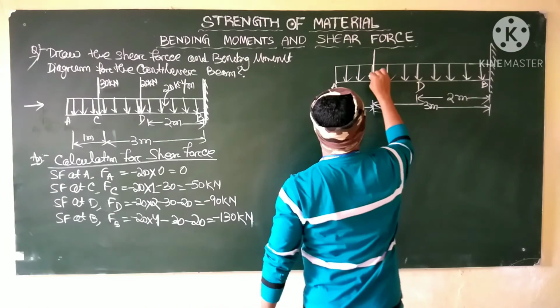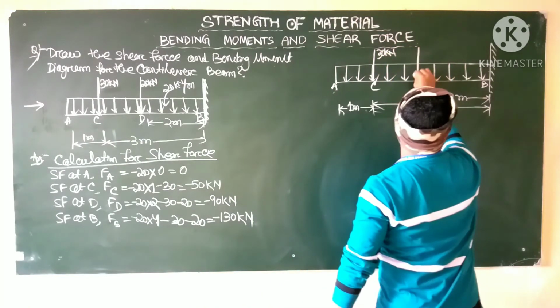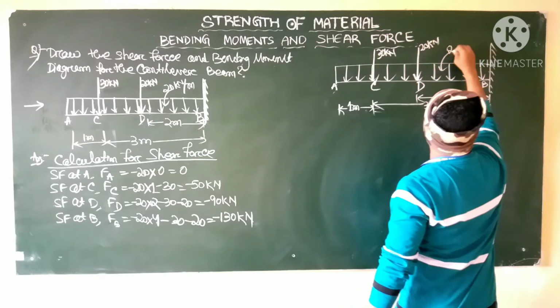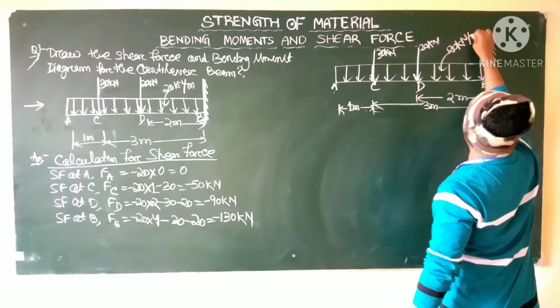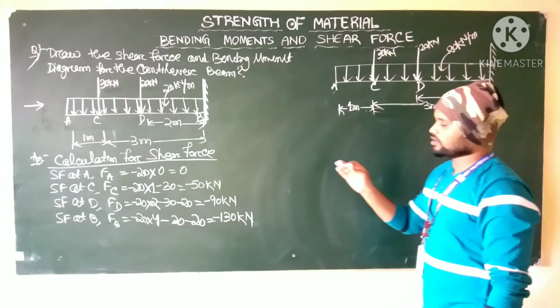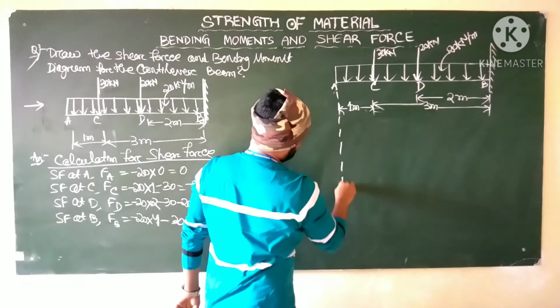At point C, there will be a point load of 30 kN. At point D, there is a point load of 20 kN, and the UDL amount is 20 kN per meter. Yes, this is the question. So for the shear force diagram, we will enlarge the point below.